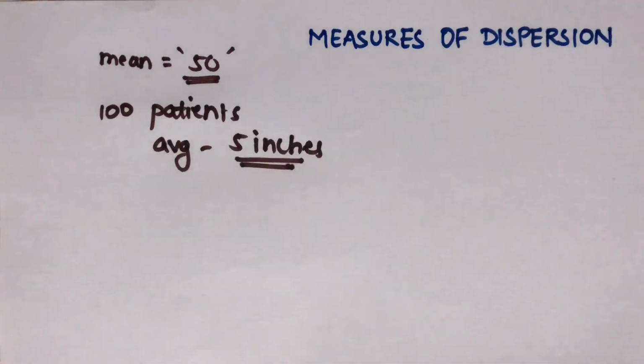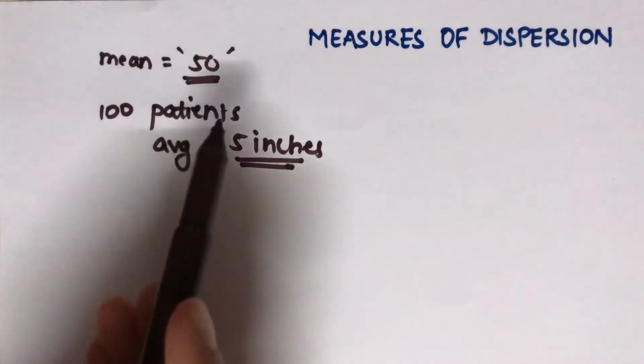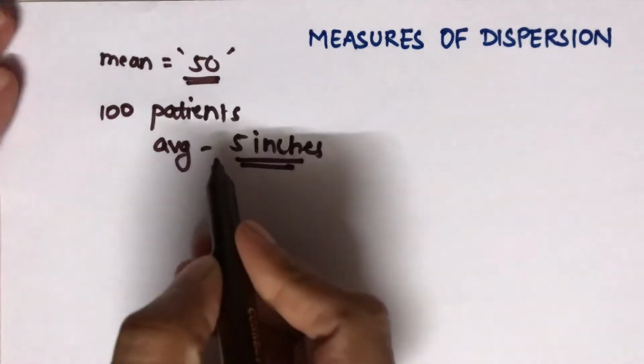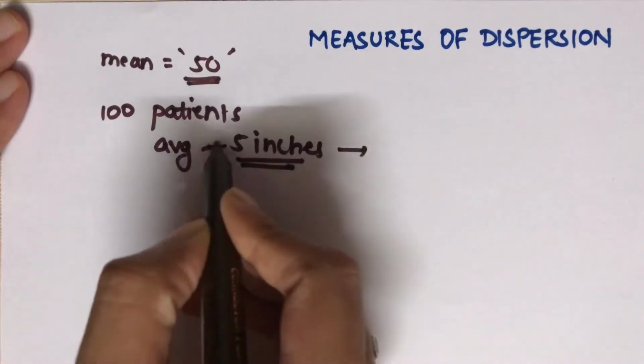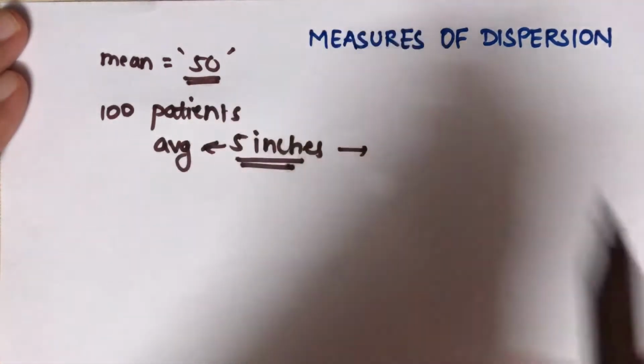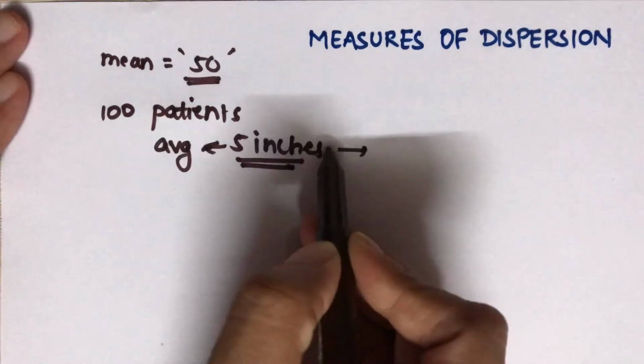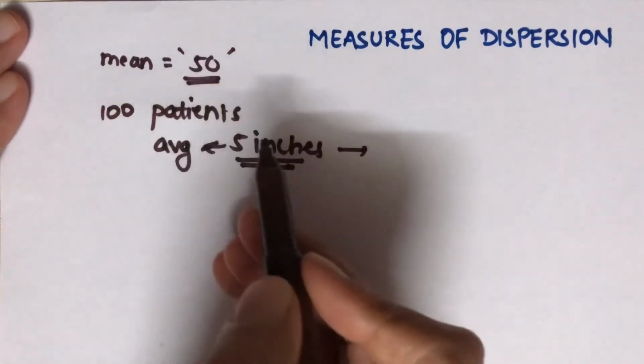Does that mean every patient amongst these 100 patients is 5 inches? Obviously this is not possible. Some patients would be taller and some would be shorter. This is nothing but your dispersion. Dispersion tells how the individual values are spread around the central tendency. Measures of dispersion help to know how widely the observations are spread on either side of the average.